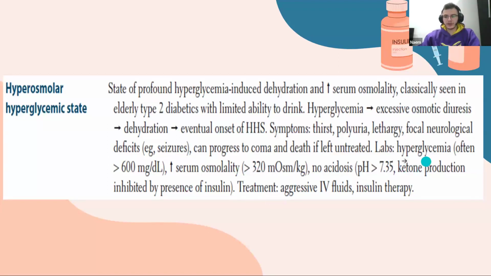Also, you're going to be very hyperglycemic, but there is no acidosis. There is no ketone production because there is insulin in the body. There is insulin, so ketones won't be produced, unlike type 1 where there is no insulin at all. Clear? Great.